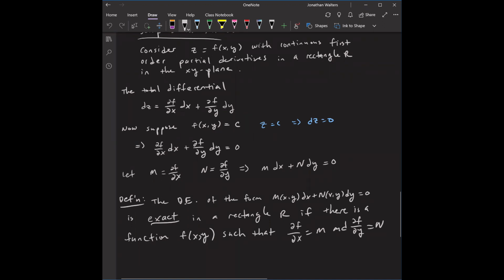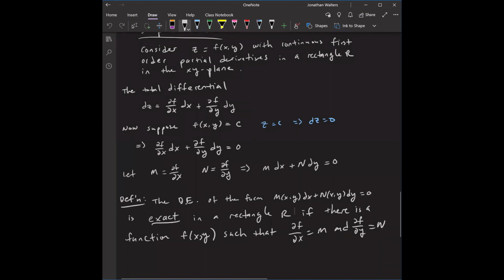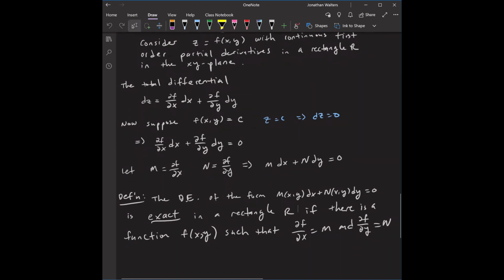So that is called an exact equation if there is a function little f of x and y such that you can take the partial with respect to x to get M, and the partial with respect to y to get N. Now, if you remember from calculus, this feels very much like a conservative vector field. It's basically like finding a potential function for a conservative vector field. If there exists a function f, then the field was conservative. Likewise, if there exists a function f such that partial f partial x equals M and partial f partial y equals N, then we say the differential equation is exact.